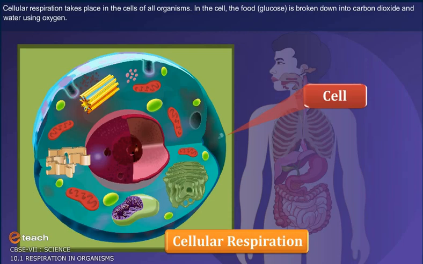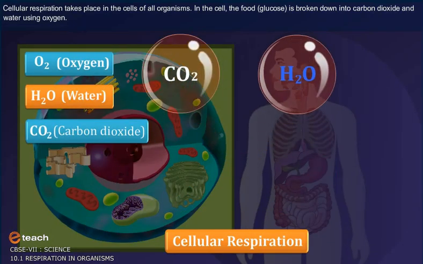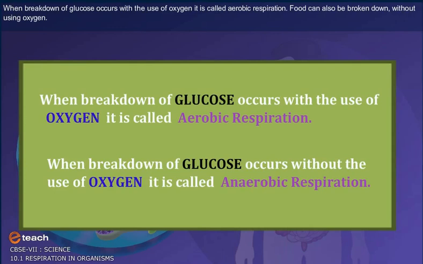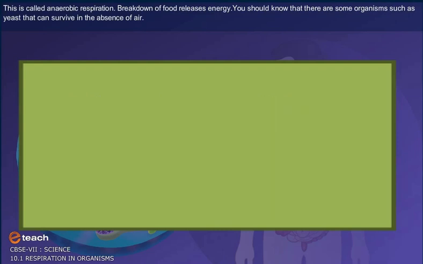Cellular respiration takes place in the cells of all organisms. In the cell, the food, that is glucose, is broken down into carbon dioxide and water using oxygen. When breakdown of glucose occurs with the use of oxygen, it is called aerobic respiration. Food can also be broken down without using oxygen. This is called anaerobic respiration. Breakdown of food releases energy.